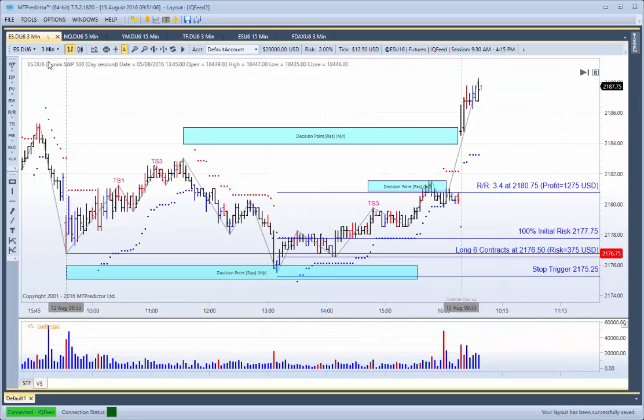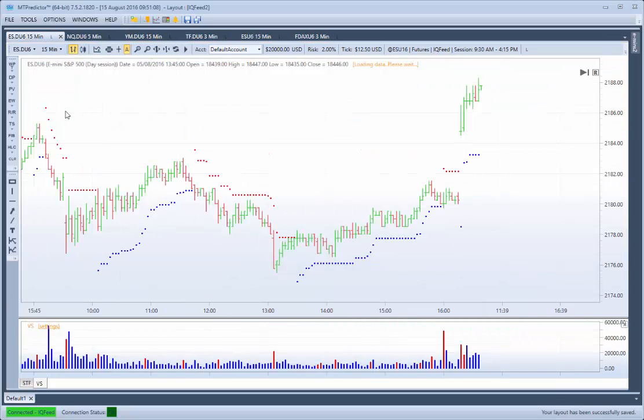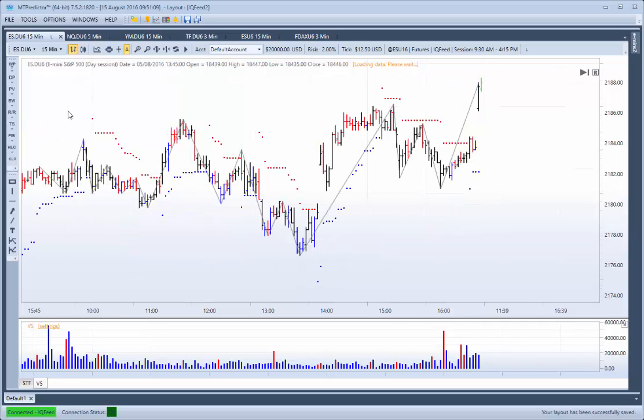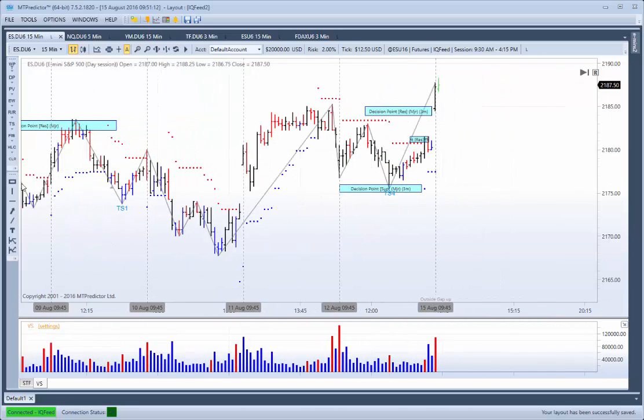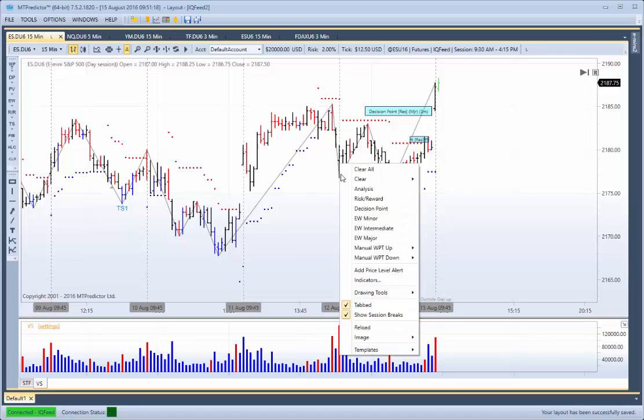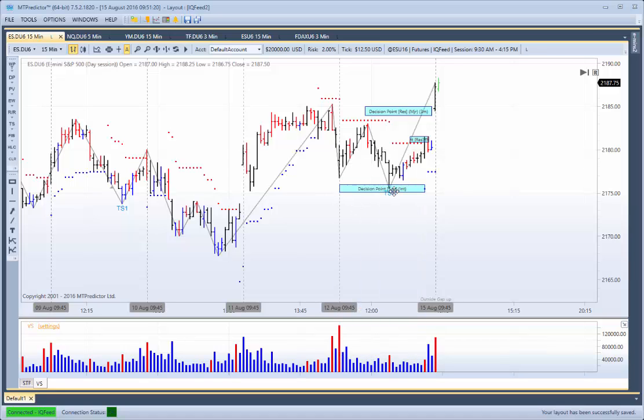I'll just go back to the 3-minute chart and show you on the 15-minute chart for those of you who use the multi-time frame analysis. Here's my analysis from yesterday. I'll just clear everything off. If I take that one off, there's the previous 15-minute pivot. Do the decision point. Can you see how that came in and now the low of the day as well?